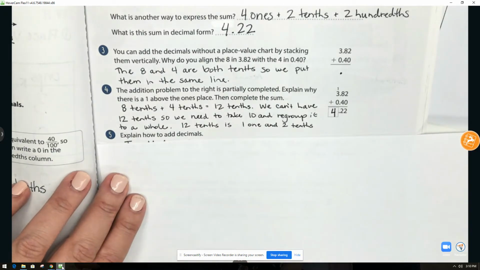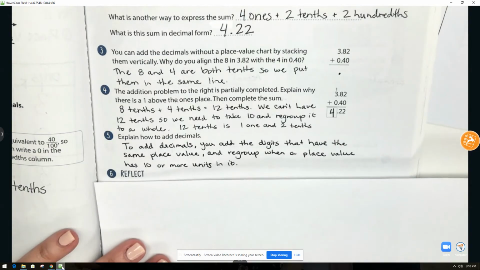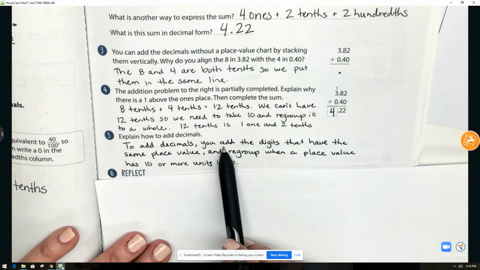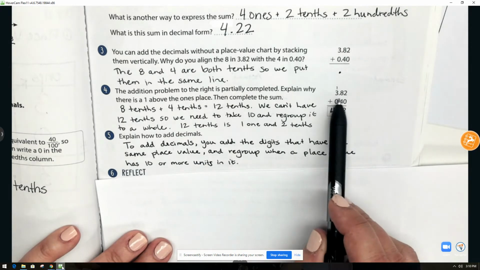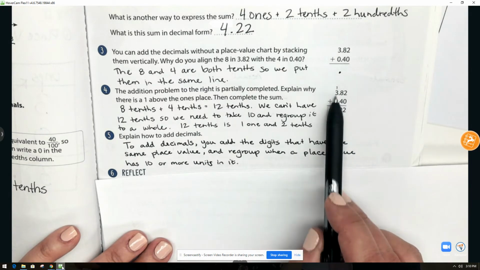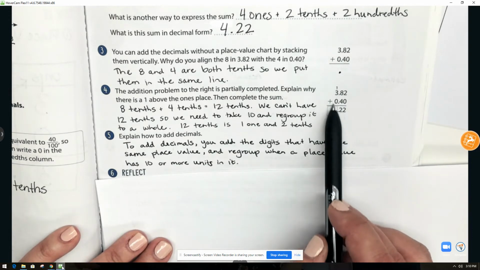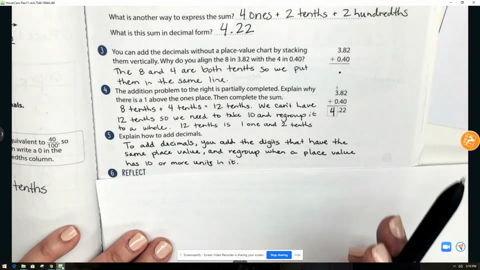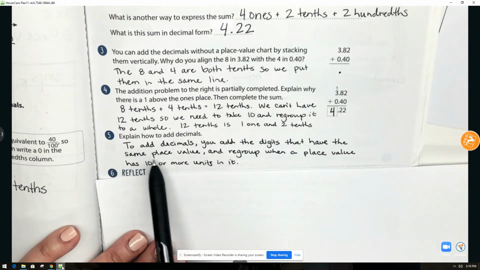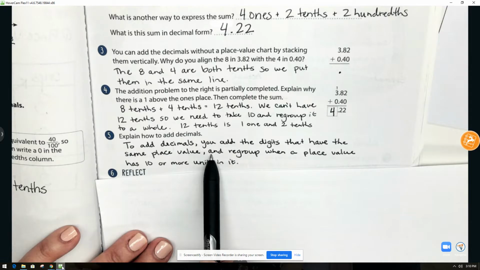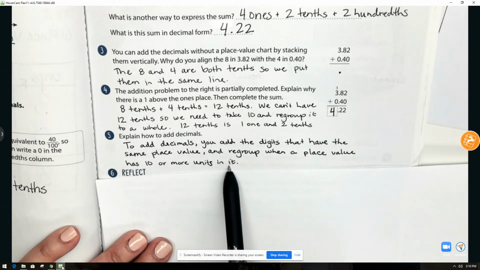So explain in words how to add decimals. To add decimals, you add the digits that have the same place value. So you make sure that you line up both of your decimals in line with the same place value. That's why I said using the place value chart is super, super helpful. If needed, you can regroup when a place value has 10 or more units in it.